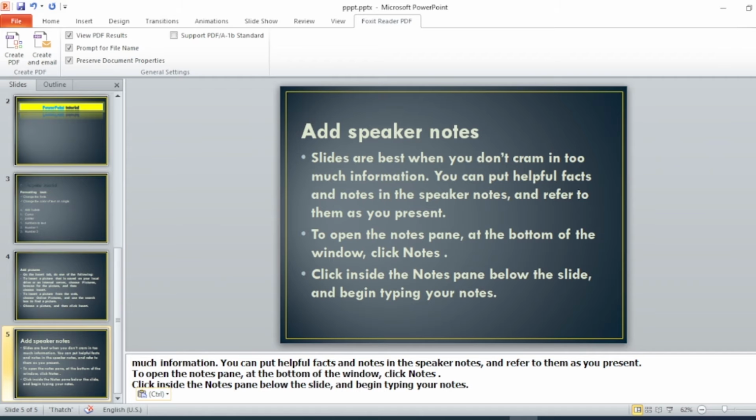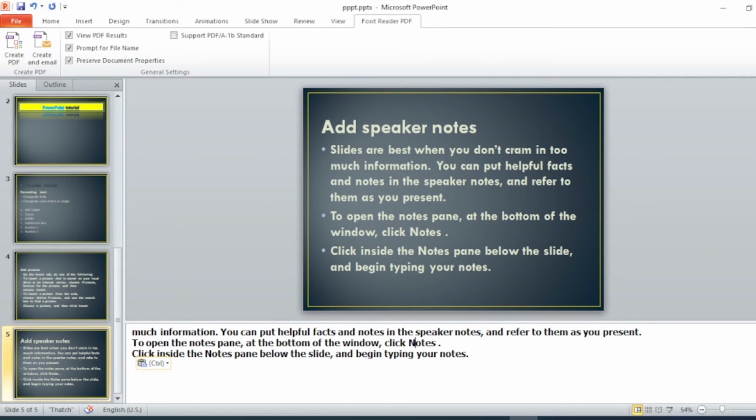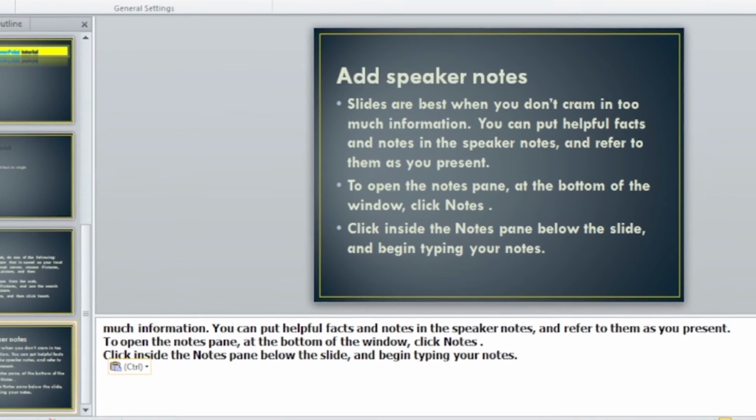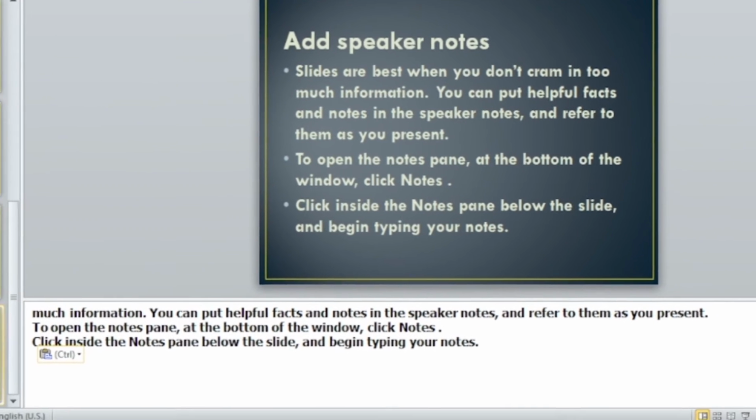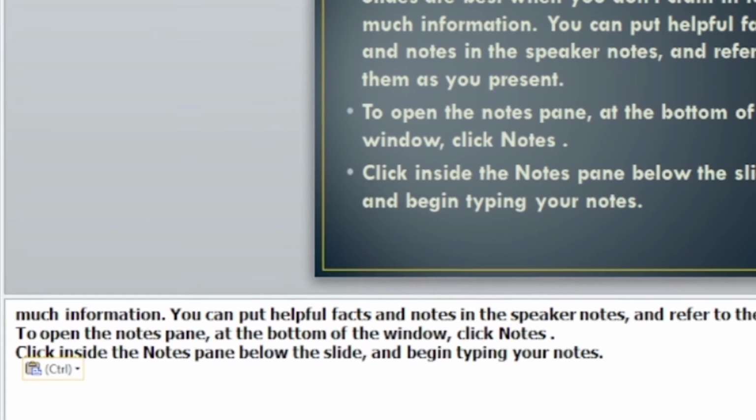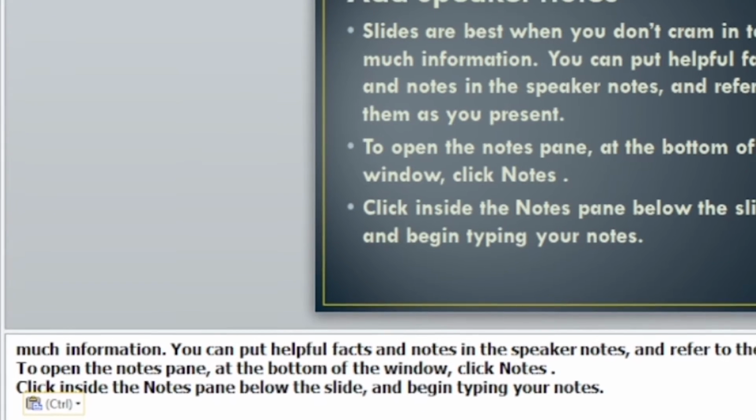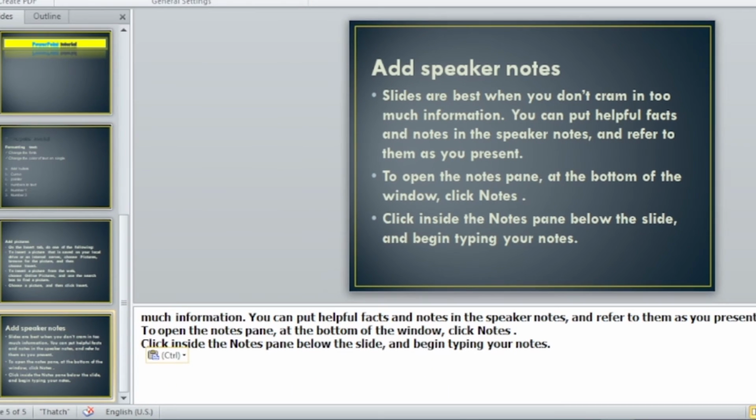Add speaker notes. Slides are best when you don't cram in too much information. You can put helpful facts and notes in the speaker notes, and refer to them as you present. To open the Notes pane, at the bottom of the window, click Notes. Click inside the Notes pane below the slide, and begin typing your notes.